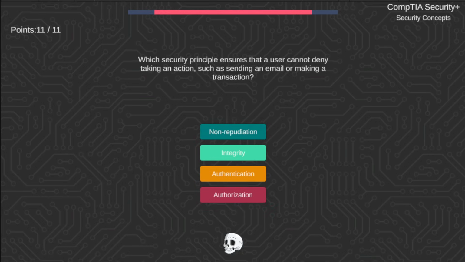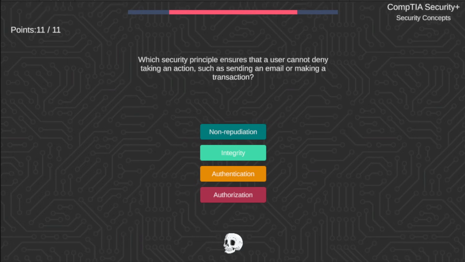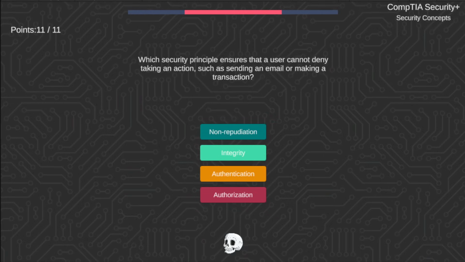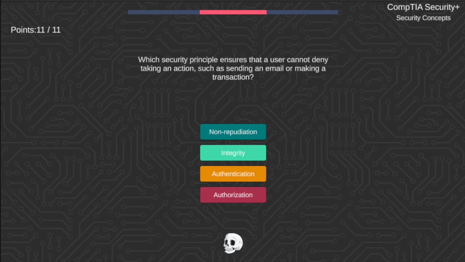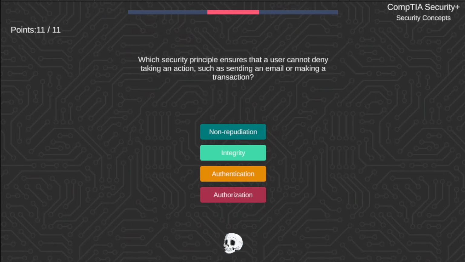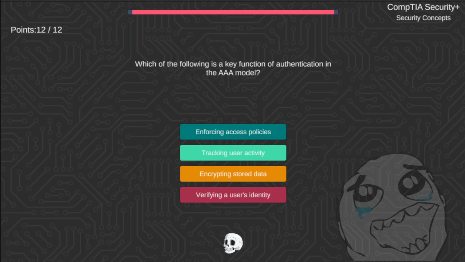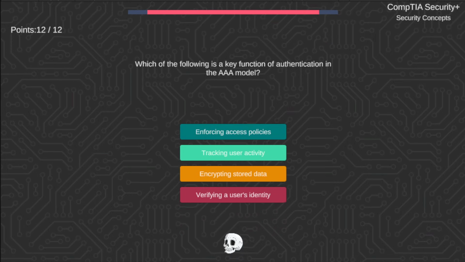email or making a transaction? Non-repudiation, integrity, authentication, or authorization? Cannot deny taking an action. Correct answer is non-repudiation. Which of the following is a key function of authentication in the AAA model?